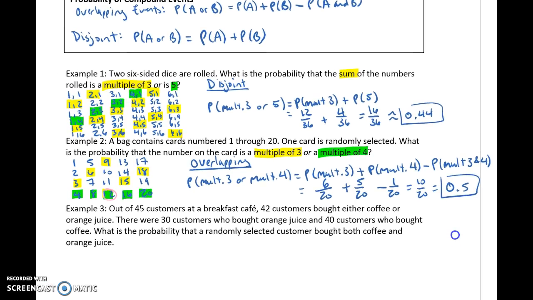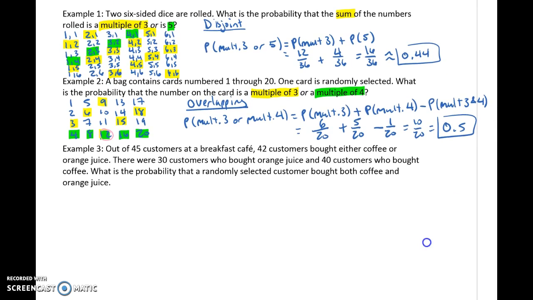All right, next example. So if you take a look at example 3, out of 45 customers at Breakfast Cafe, 42 customers bought either coffee or orange juice. There are 30 who bought orange juice and 40 who bought coffee. What's the probability that a randomly selected customer bought both coffee and orange juice?